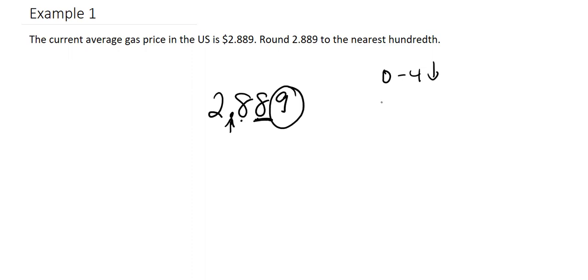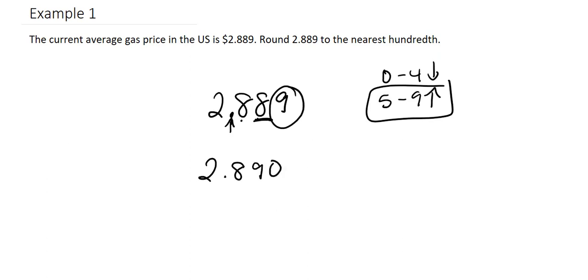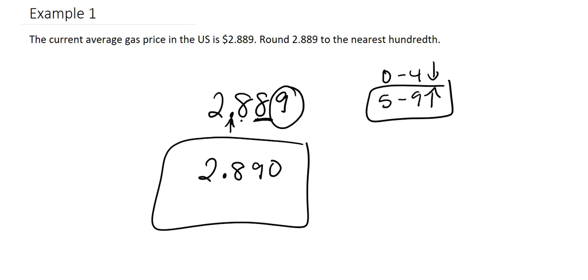0 to 4, we round down. 5 to 9, we round up. So we notice this is 9, so we're going to go ahead and round up. So this 8 will become a 9. So we go 2.89, and then everything after will become a 0. So this is what it would round to, 2.89. So $2.89.